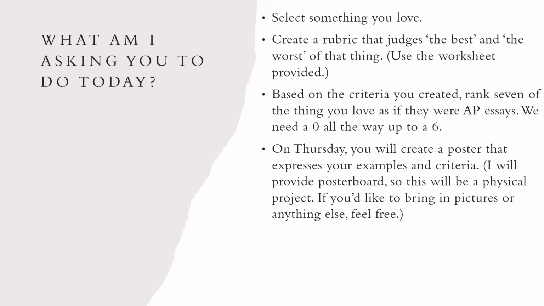What am I asking you to do today? You're going to select something you love, something that has components to it. And you're going to be creating a rubric that judges those pieces, those elements or components, those types of that category that you selected. The worksheet will help you create a rubric that basically will allow you to score things based on a 0 to 6 scale, just as if you were scoring an AP exam. We are going to create a 0 all the way up to a 6 then.